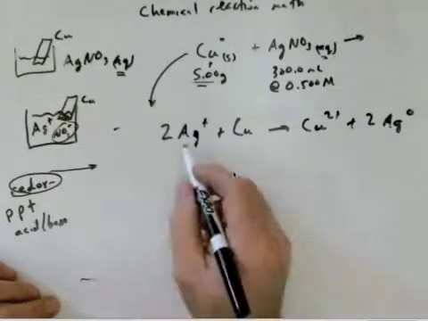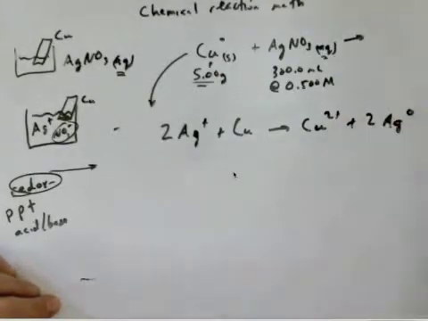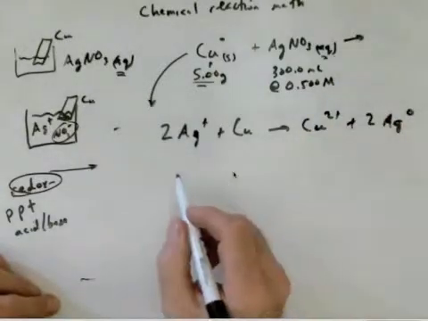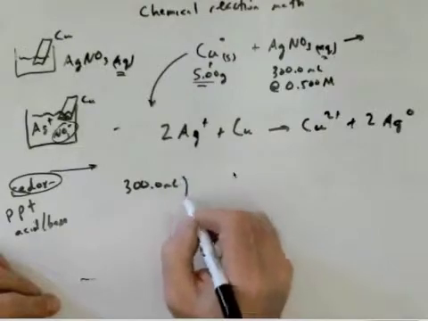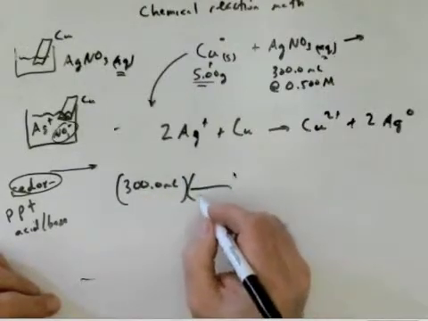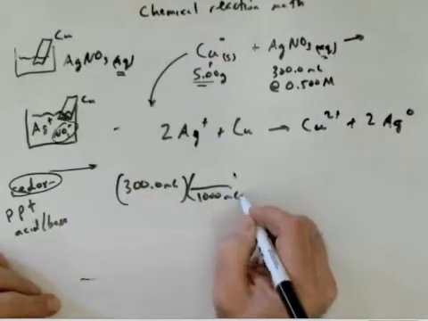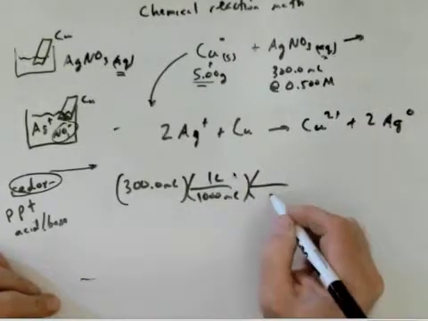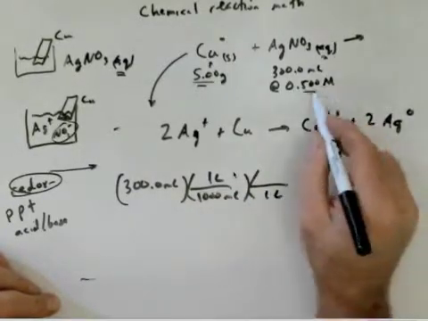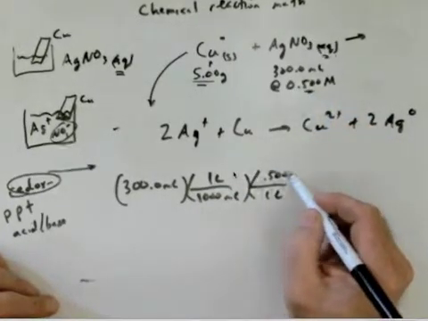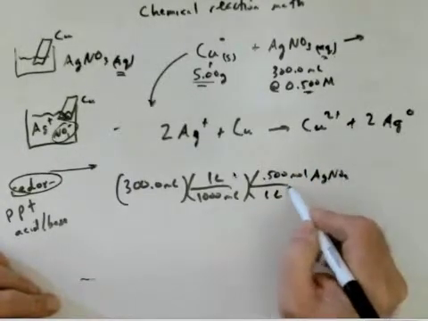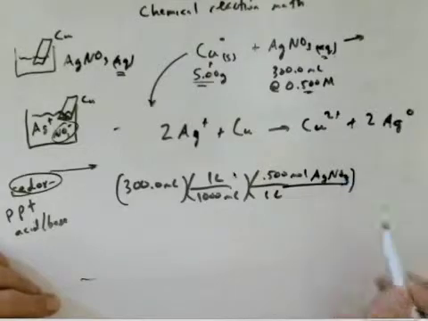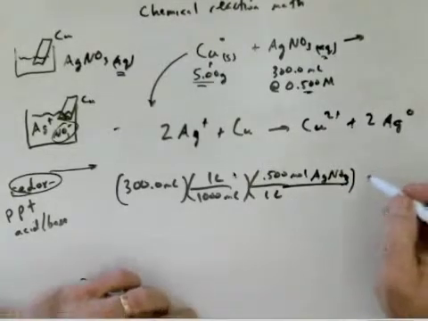Let's begin with the silver. The silver, we said, was 300 milliliters at 0.5 moles per liter. So let's do a little math here. 1,000 milliliters is a liter, and we've said each liter right here is 0.500 moles of AgNO3. Now, it's not the silver nitrate that I want to talk about. I want to talk about silver ions.